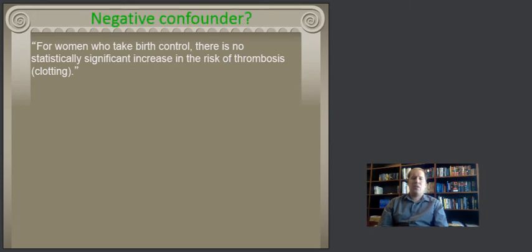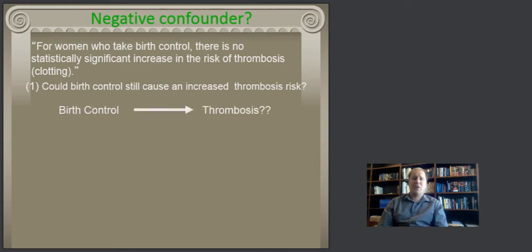Well, let's look at a diagram. Even though we have this information that women who take birth control have no statistically significant increase in the risk of thrombosis, could we tell a story somehow that birth control might still increase the risk of thrombosis? Here's how it might go. The story is this. We're asking, does birth control increase the risk of thrombosis?